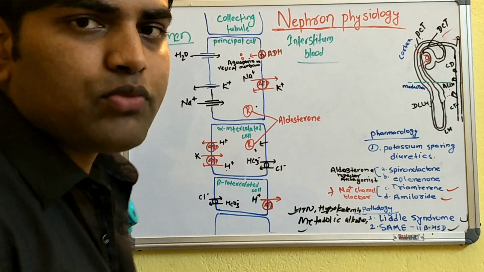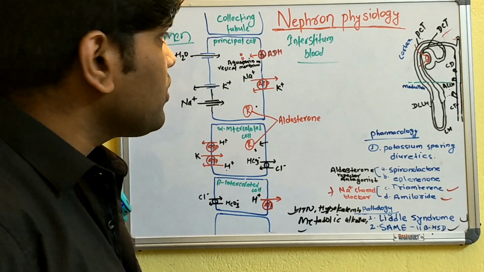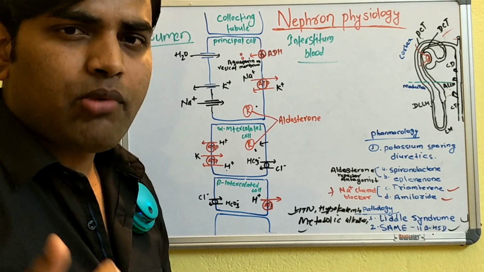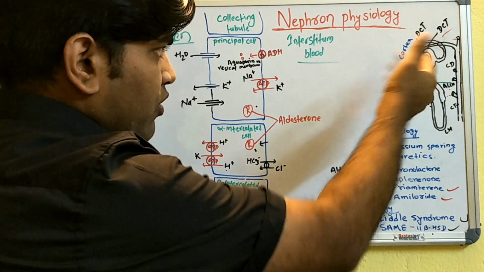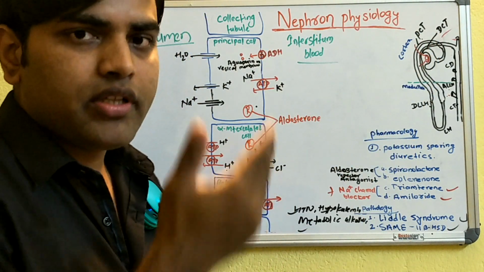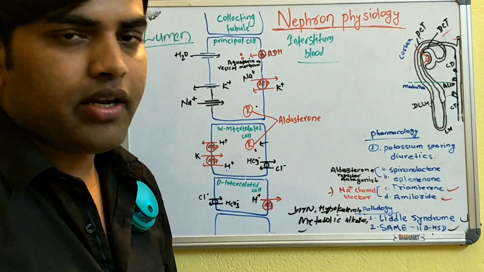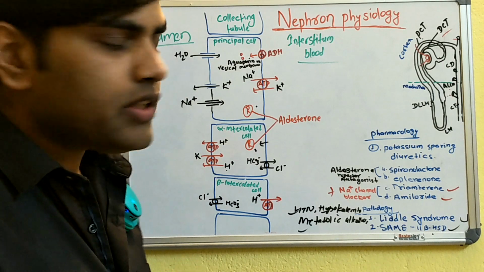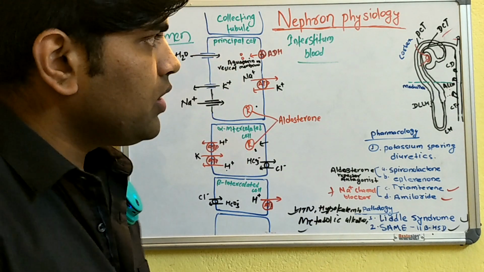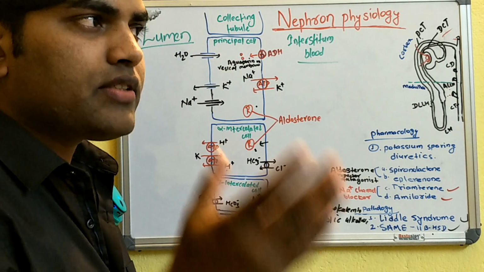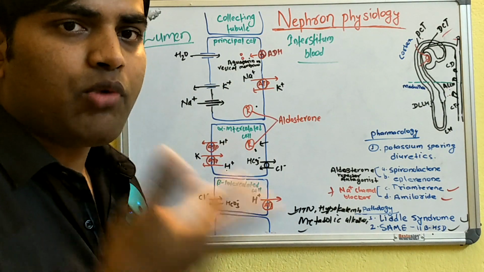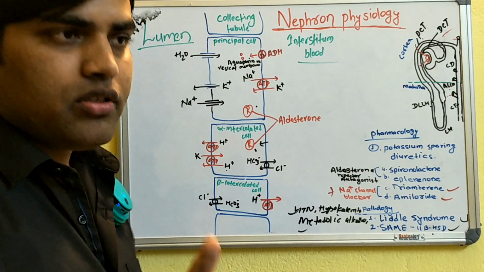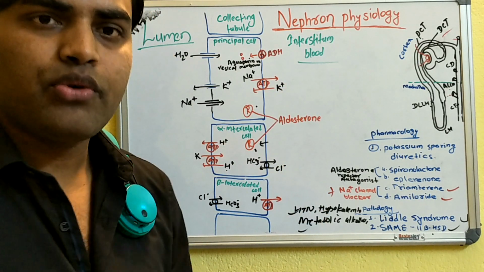Hello everyone. Today we will continue our nephron physiology. In nephron physiology we have discussed glomerular filtration rate, proximal convoluted tubule, loop of Henle, ascending loop of Henle, and distal convoluted tubule. Now we will be discussing the collecting tubules. Since we have discussed the normal physiology, the drugs that can be applied in pharmacology, and the pathology, we'll discuss this lecture in the same manner.